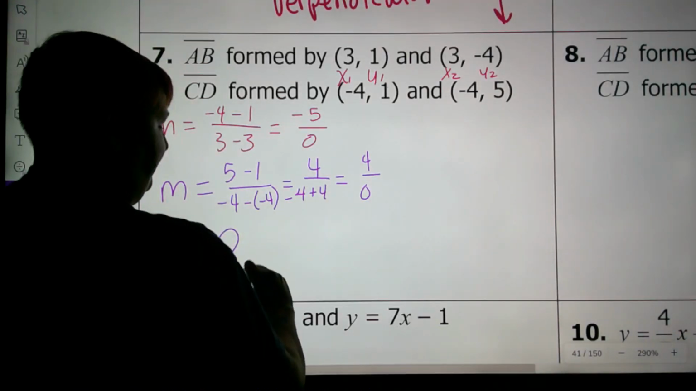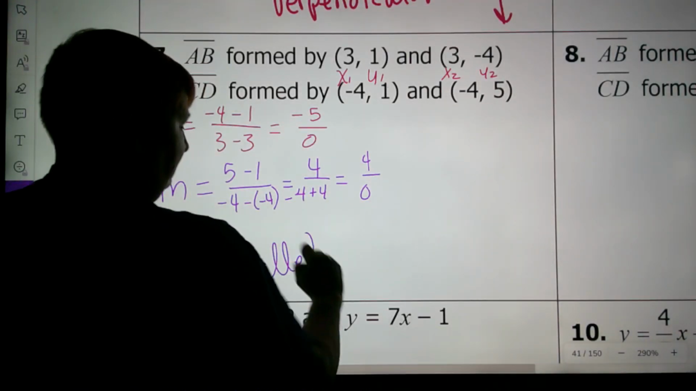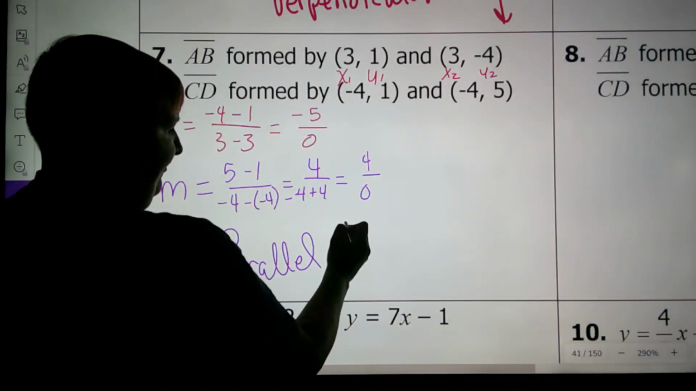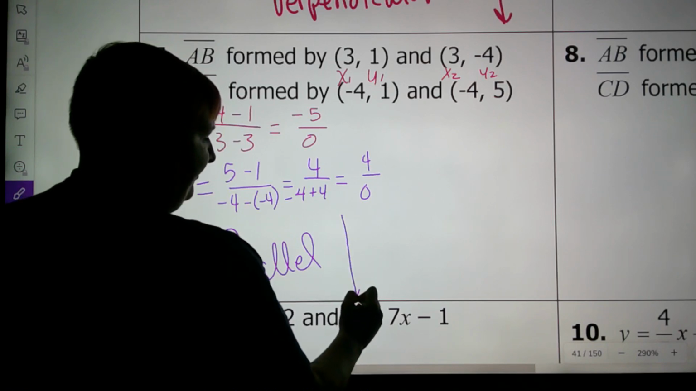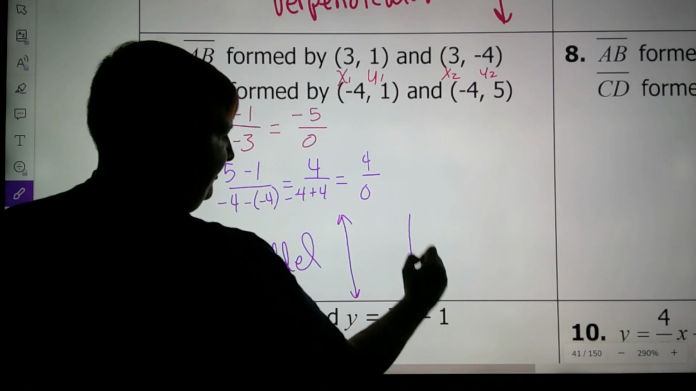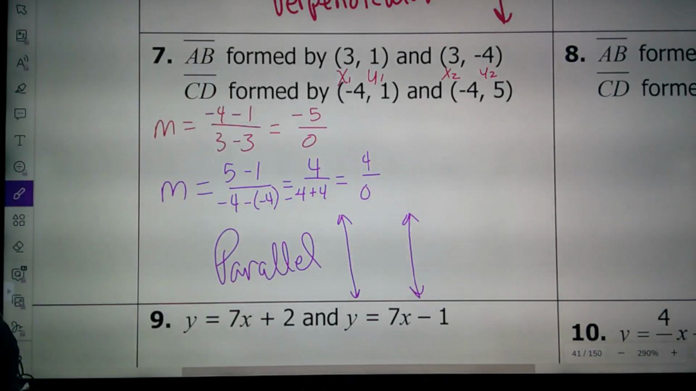This time they're going to be parallel. Right? Because if this one is negative 5 over 0, it's undefined over here. And this one's 4 over 0, it's undefined over here. They're going to be parallel.